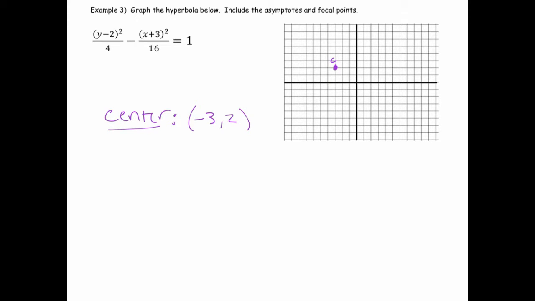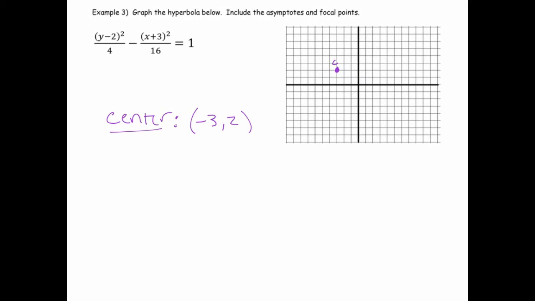So what else is important? Well, if we get that central rectangle going, then we should be able to get the asymptotes, the vertices, and then therefore a nice graph. So I will note that my a squared always comes first, so a squared is 4, which means that a is 2. It's underneath the y minus 2 squared, which means that I need to move vertically a distance of 2 away from the center to get either vertex. So moving 2 in that direction and this direction gives me both of my vertices. So the hyperbola is going to go through either one of those points.